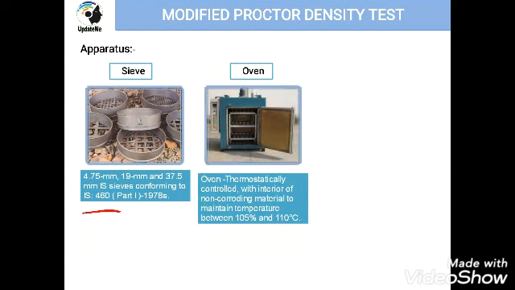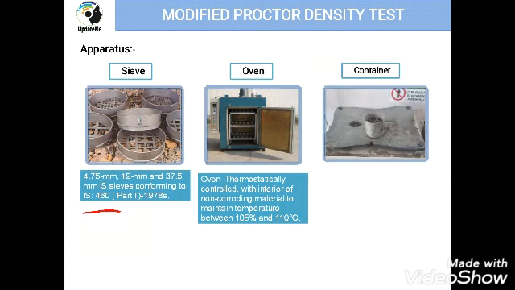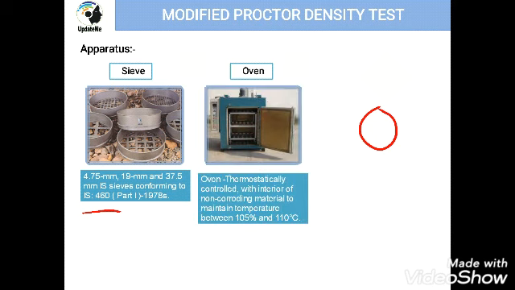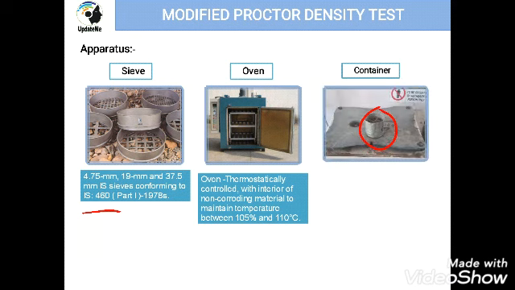The oven is used to determine the moisture content in soil. The container is used for determining the optimum moisture content or moisture content in soil. We keep the soil in the container, and after that we keep the container in the oven for 24 hours.